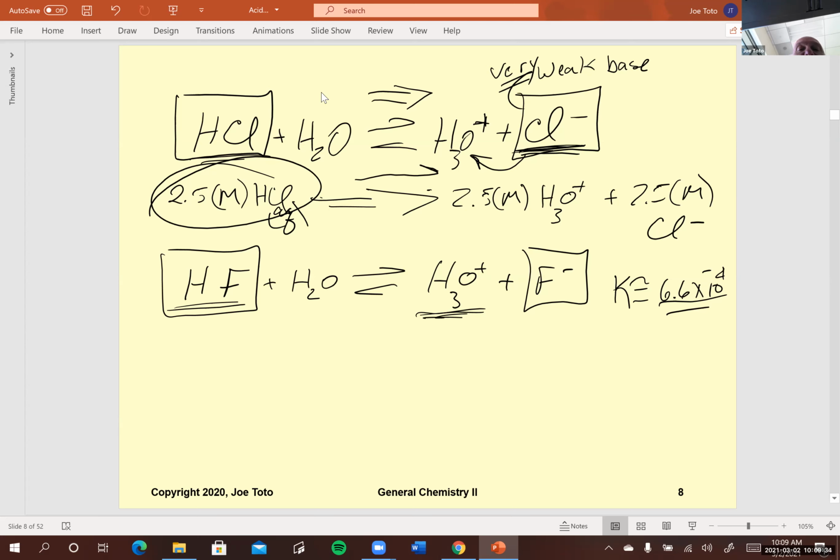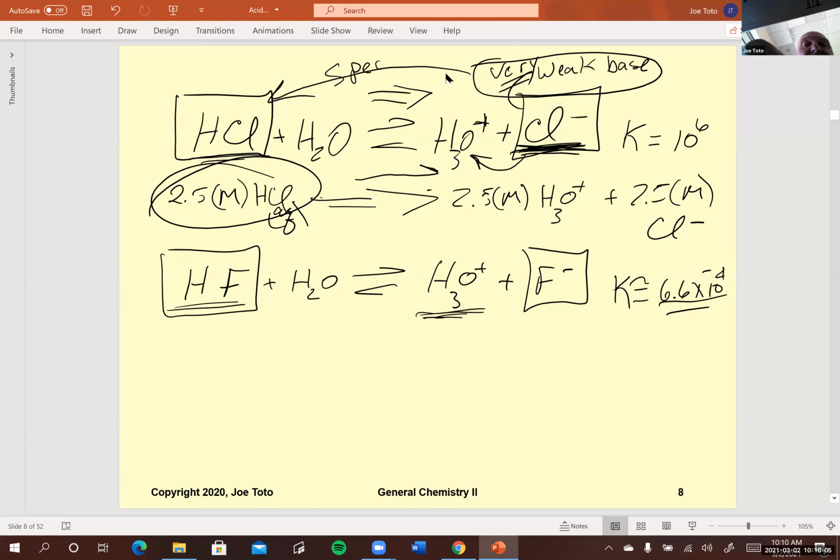And I know it doesn't because the K for this, which tells me where that equilibrium lies, is about 10 to the 6 or a million. So strong acid, large K, lies to the right, and that indicates that its conjugate base is weak. It can't react very much. And it's so weak, the conjugate bases of strong acids are called spectators in Chem 200. They just don't react.